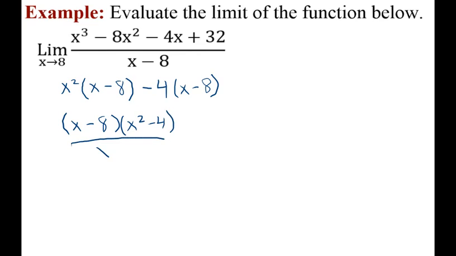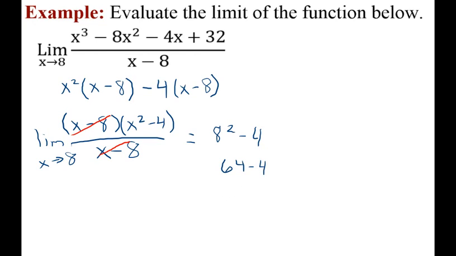All of this is divided by x minus 8, since that was the denominator for the limit as x approaches 8. So this is what the function factors to: (x minus 8)(x squared minus 4) all over x minus 8. It looks like we can reduce the x minus 8 on the numerator and denominator. Now if we directly substitute in 8, we have 8 squared minus 4, which is 64 minus 4, which is 60. So this limit evaluates to 60.